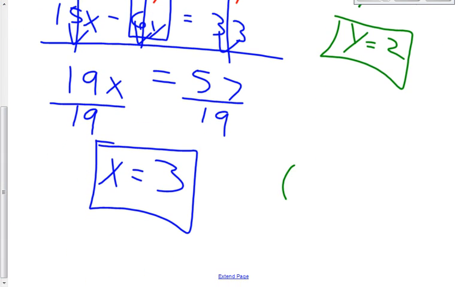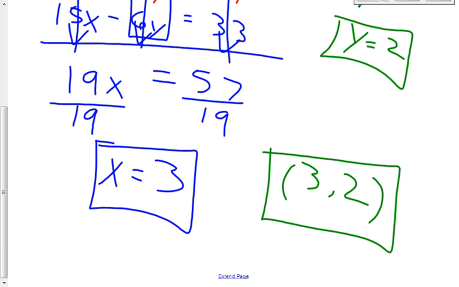But remember, these are two lines that intersect at one point. So let's write that point in an ordered pair. 3 for the x and 2 for the y. So this, class, is our answer.